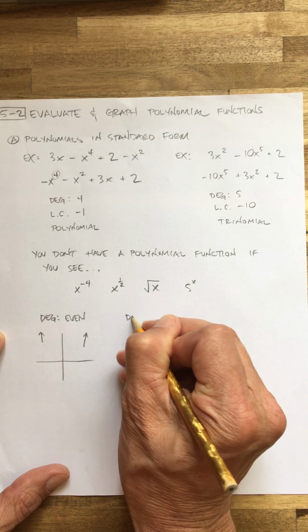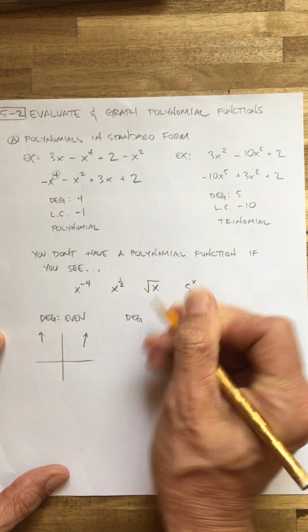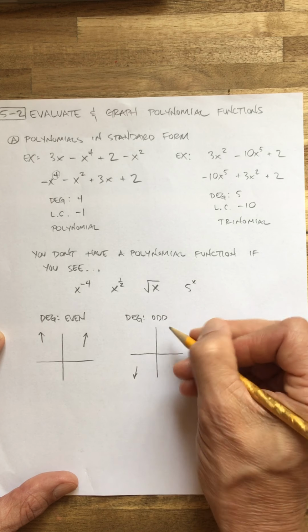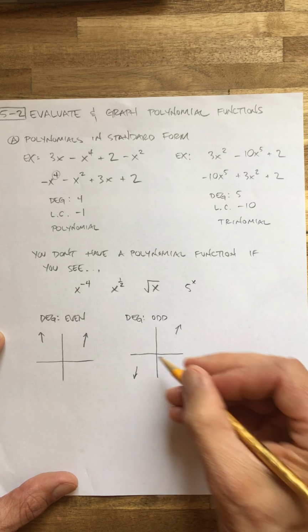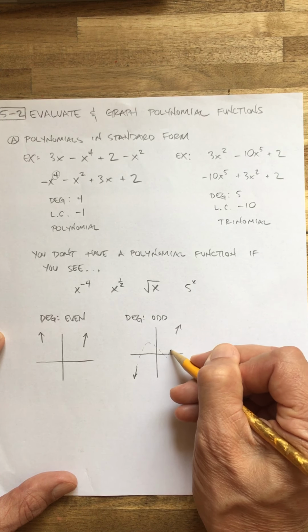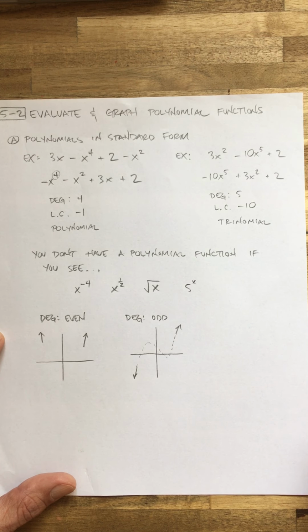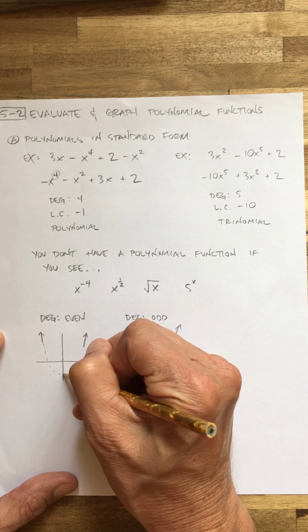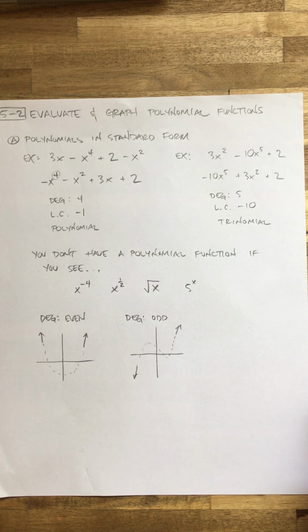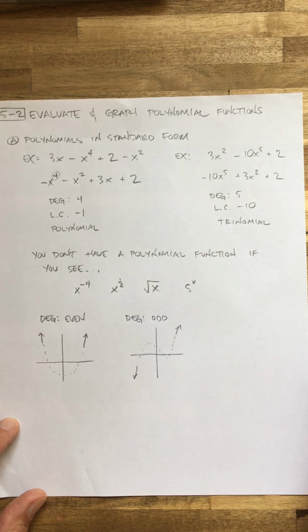If you have a degree that is odd, your graph is going to have one end of it going that way and the other end of it going that way. So it could look something like this. Something like that, right? It could do all kinds of weird things in the middle, but we'll figure out how to graph those by making a t-chart. So we will end up graphing something like this before we're done.